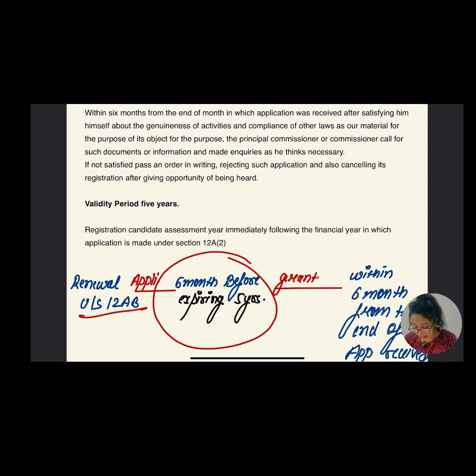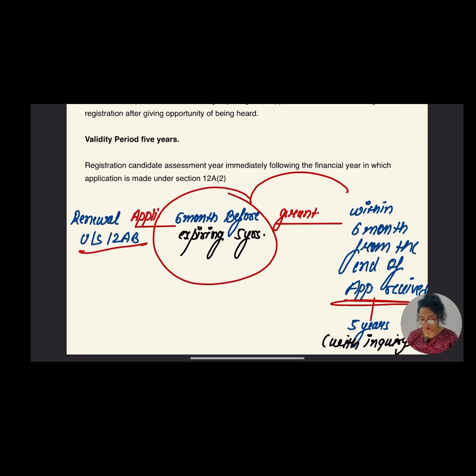And within how much time limit is the principal commissioner going to grant the registration of renewal of that application? Within 6 months from the end of the month in which the application is received. Which means, can I say that this time limit and this time limit are almost the same in the cases which we have read so far?